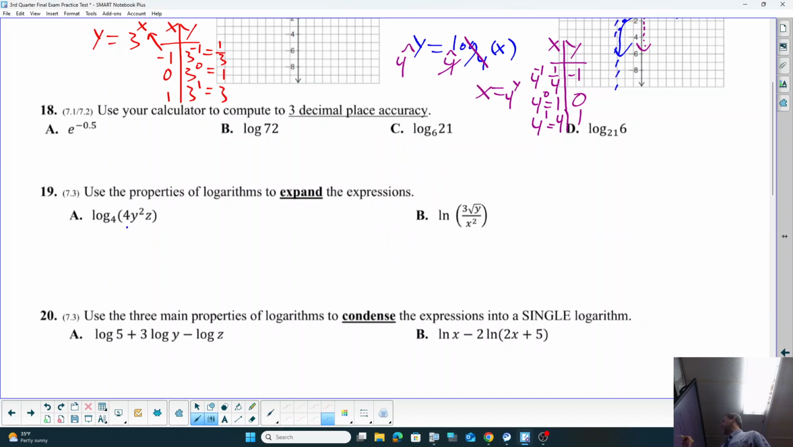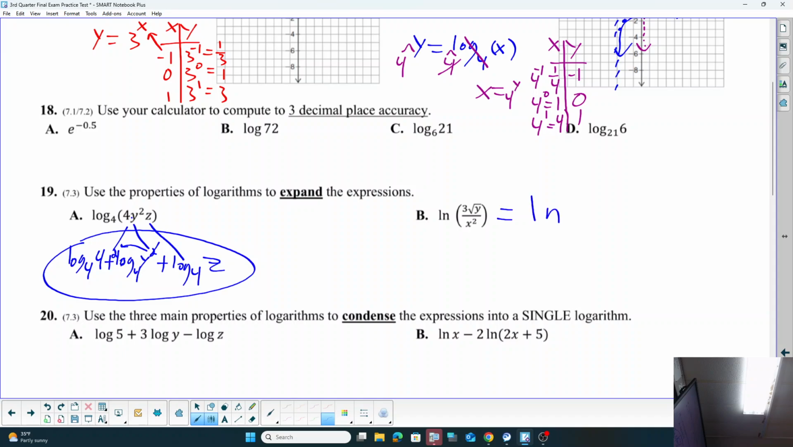So this will split into 1, 2, 3 logs. So we have log base 4. What does multiplication become? Addition. So log base 4 of y squared plus log base 4 of z. And then don't forget the 2 goes in the front. And that's our answer.